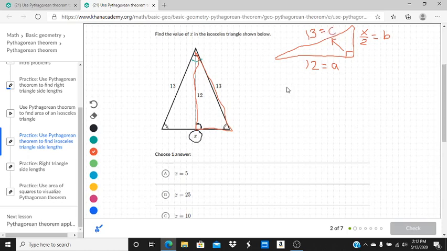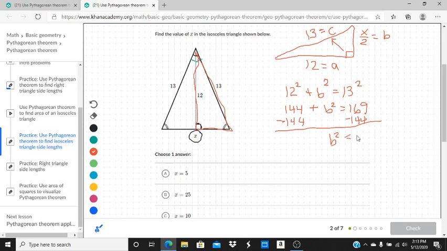Okay, so anyways, I'm going to do 12 squared plus b squared equals 13 squared. So a squared plus b squared equals c squared. So 12 squared is 144, plus b squared equals 169. 13 times 13 is 169. I'm going to subtract 144 from both sides, and I'm going to get b squared equals 25.